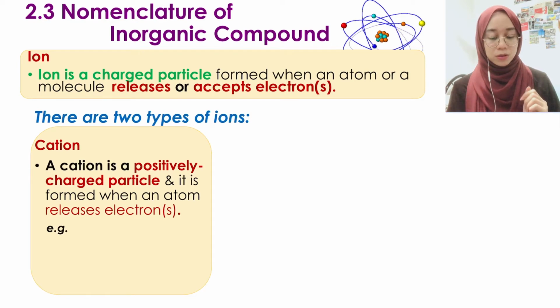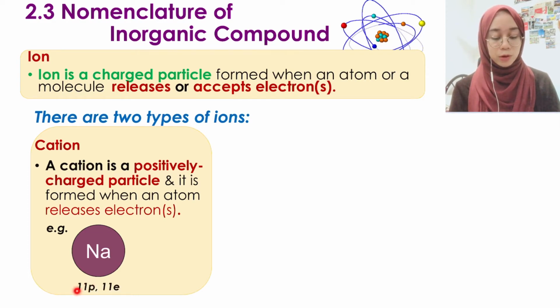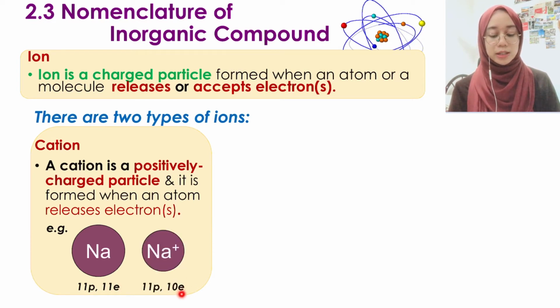For example kita ada sodium. Here we have a sodium atom, whereby the sodium atom ada 11 proton and also 11 electron. Ini adalah atom lah, dan neutral. But then bila dia release satu elektron, so now dia akan ada 10 je elektron. Bila dia ada 10 elektron, so now dia jadi Na+.